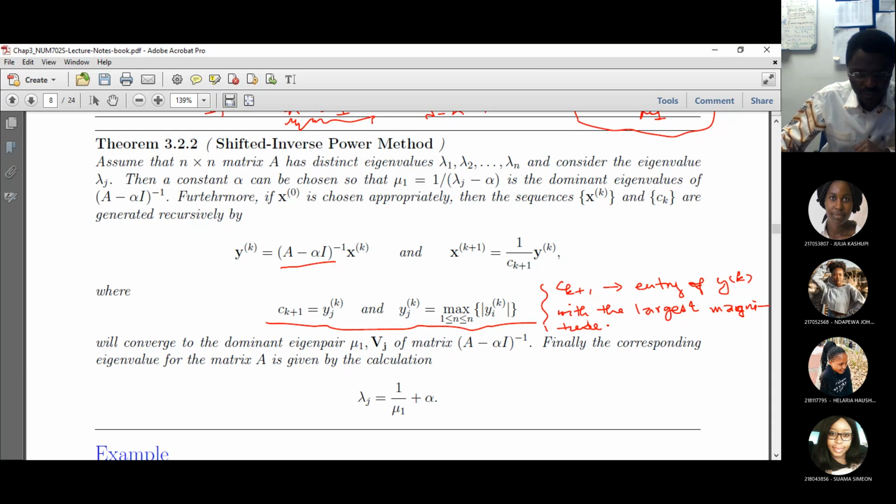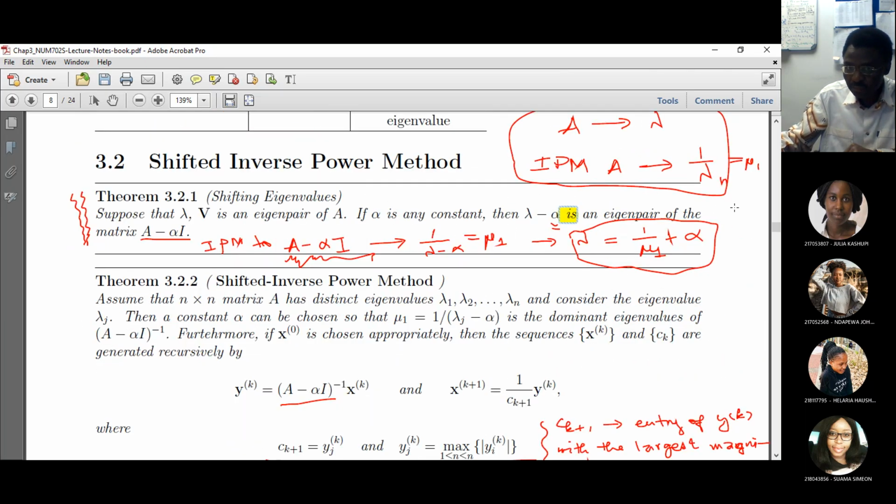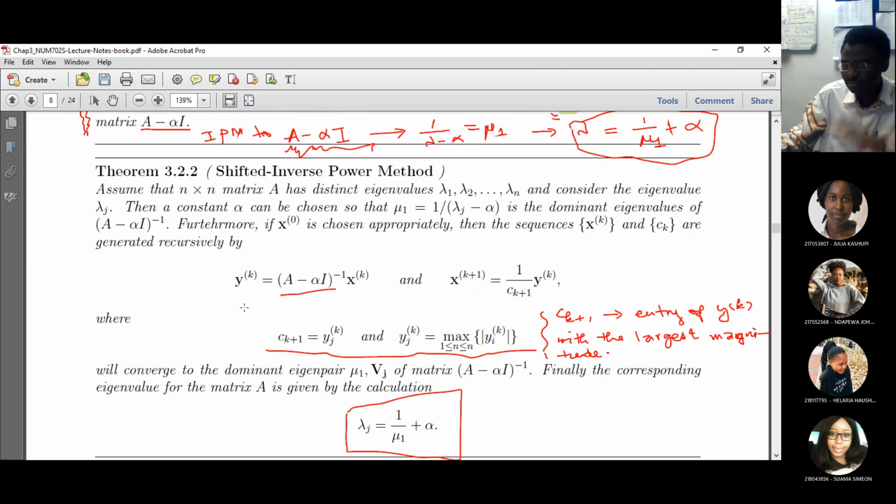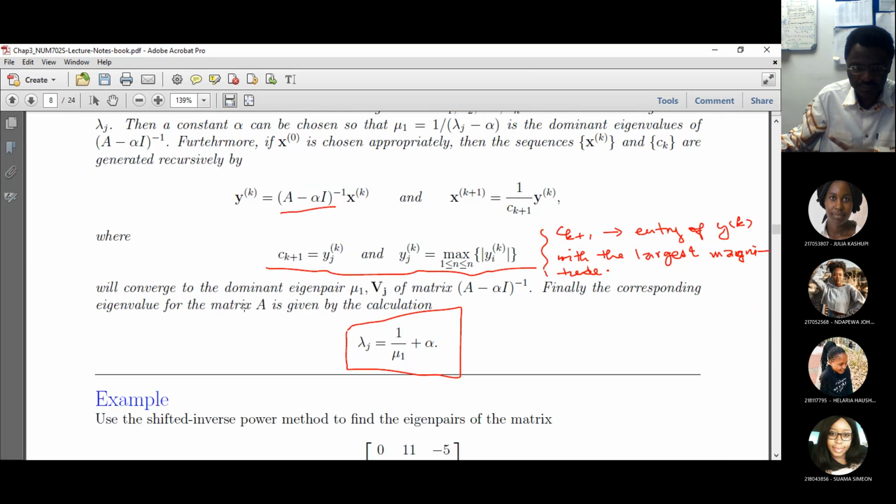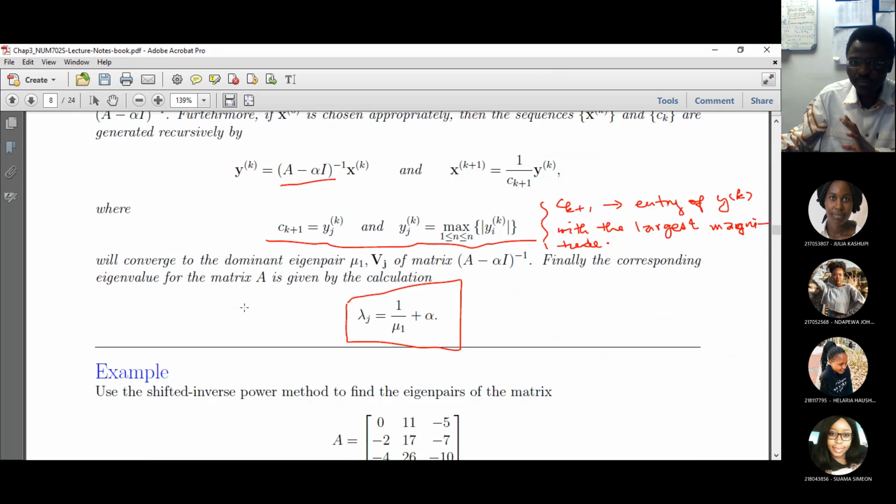Once you have your mu1, you use this technique. Okay, this one. So this is how you recover your lambda j. Exactly as I explained here. I already explained that. That's why I took time to explain this, so that once you understand that, the theorem is just a consequence of that. Right. So that is it for the shifted inverse power method.